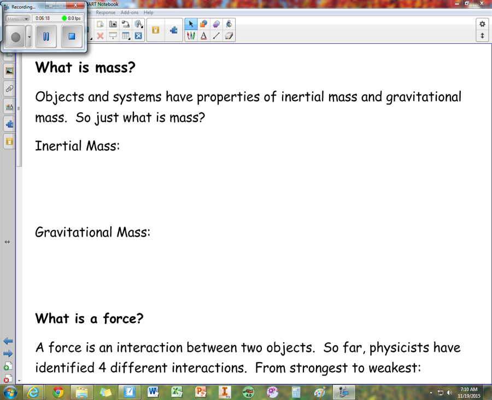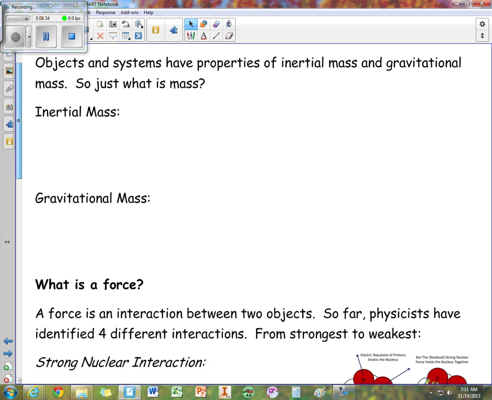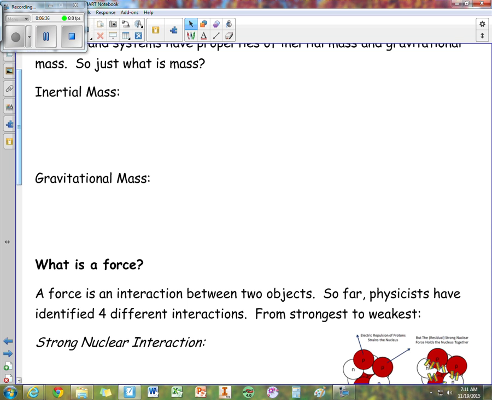Okay, so moving on. Now we need to talk about mass. Systems and objects have properties of both inertial and gravitational mass. And mass can be kind of tricky. After taking chemistry, you may think you know what mass is, but the truth is we really don't know what mass is. But we can find out its properties. So first off, inertial mass.